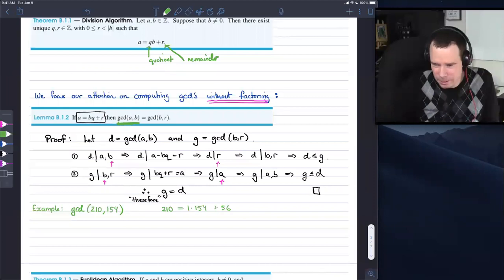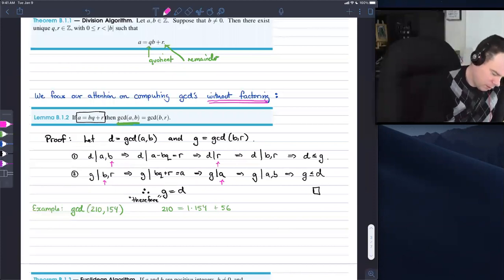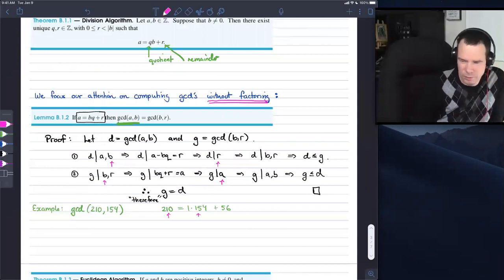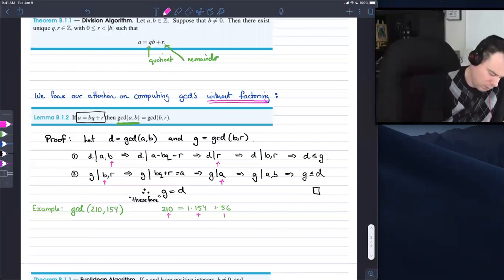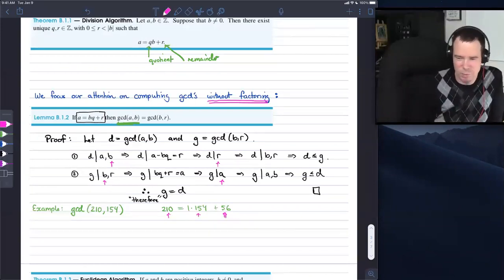The key here, and this is really where that lemma follows from, and this whole argument and computation falls from, is that this one equation tells me that if I have a divisor of these two, something that divides 210 and 154, it must also divide that number there. So any divisor of 210 and 154 must also divide 56. That's what this equation is telling me. There's this relationship between those numbers, and divisibility follows from this relationship.